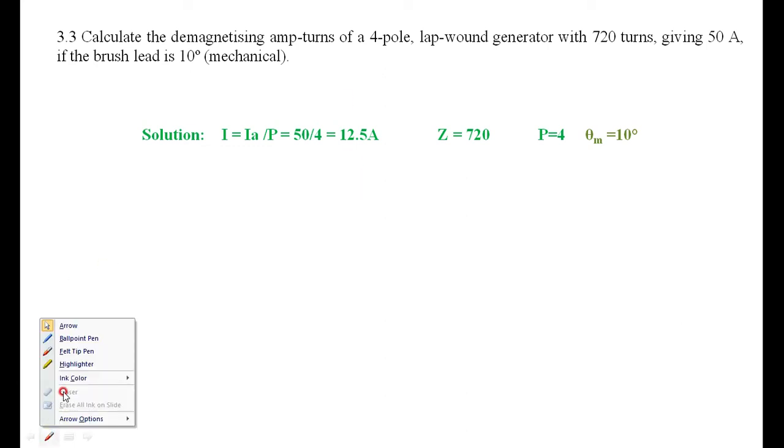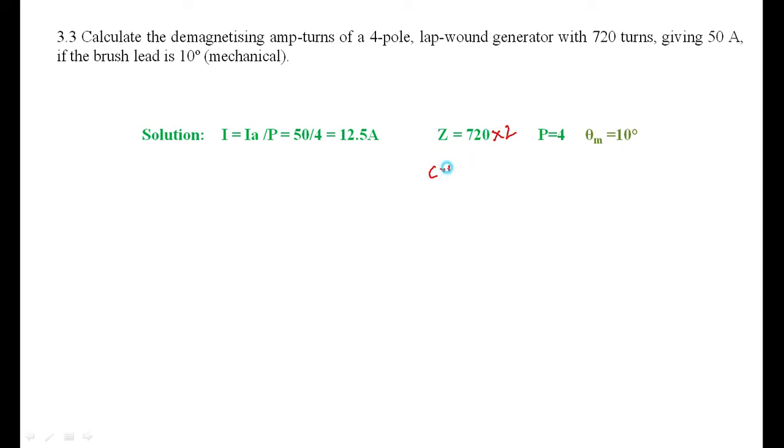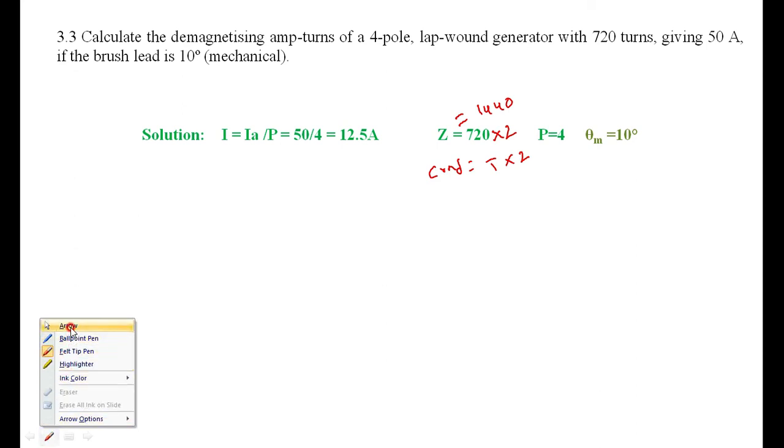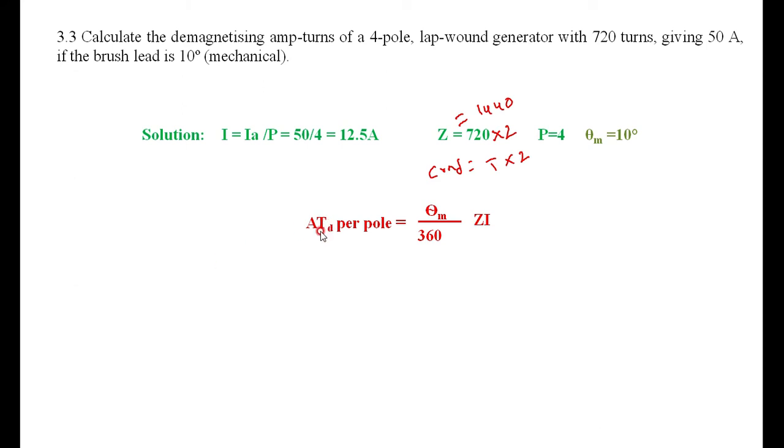Here the number of conductors is 720 into 2 because he has given the number of turns. Therefore, conductors is equal to the number of turns multiplied by 2. Therefore, we are getting 1440 conductors. That we have to substitute. Okay, but do this very carefully. Therefore, I have got the equation as ATd per pole is equal to theta m by 360 into ZI. Here it is 10 divided by 360. Here you have to multiply 720 that I have taken. Here we have to multiply 2. Then what I am getting is 500.